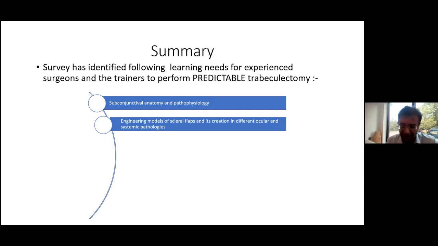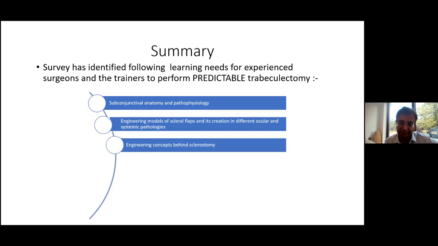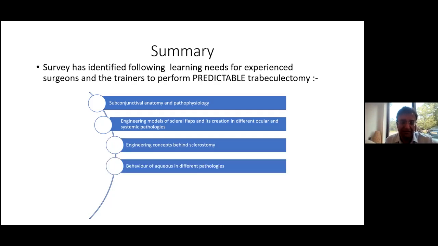These are all complex things that you need to decide in a very logical way, with an engineering mind, for traps. And then the same about the sclerostomy. What should be the size of the sclerostomy to prevent hypotony, and yet have a very controlled, optimal outflow of the aqueous? And then how does the aqueous behave in different pathologies?